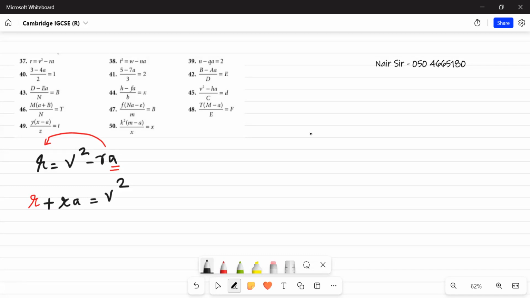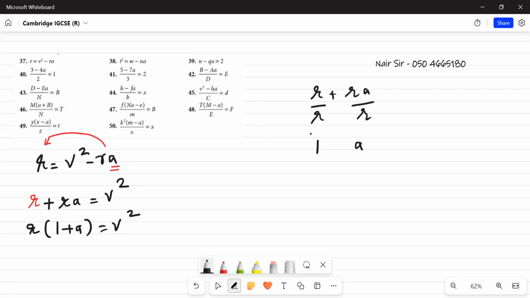Now, look at what you have studied initially. What is a common factor that you can take in this one? R and RA. Sir, R is common. So if I divide this by R, what do I get? 1, and over here I get A. So if I take R out, what is left is equal to V square.